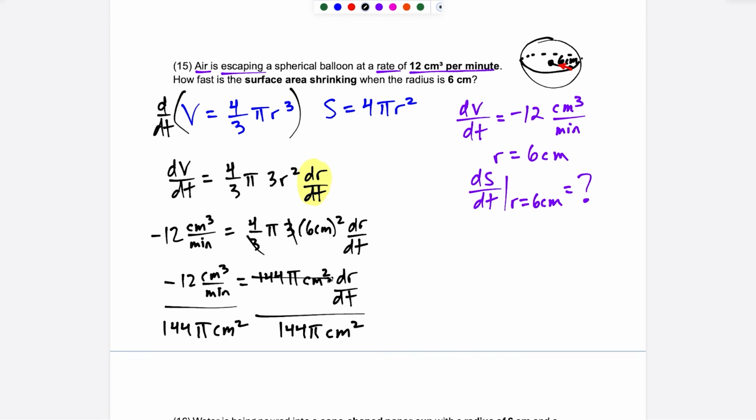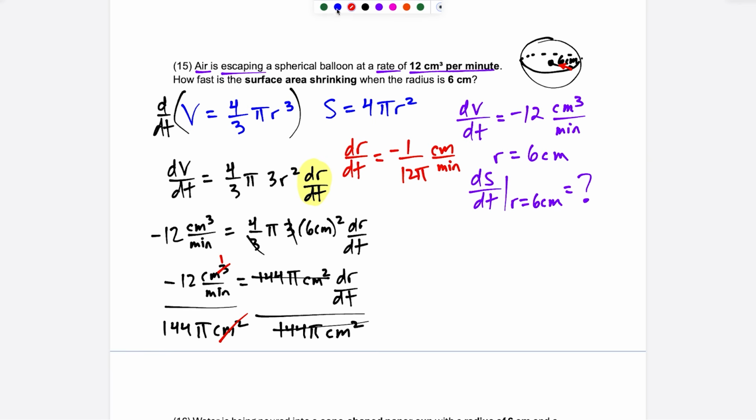And on this side, everything cancels out except dr/dt. Okay, so I'm just going to write that over here. We have dr/dt equals, and on this side, square centimeters wipes out, and this becomes centimeters to the first. And we have -12 over 144 makes 1/12, and the pi is going to be on bottom like this. And then we have centimeters per minute, okay, which makes sense because the radius is a one-dimensional measurement, so the rate should work out to something like this.